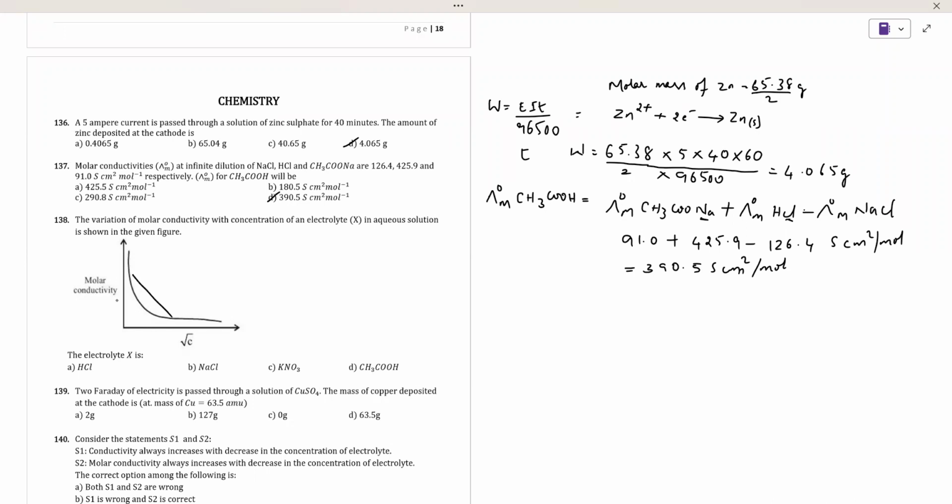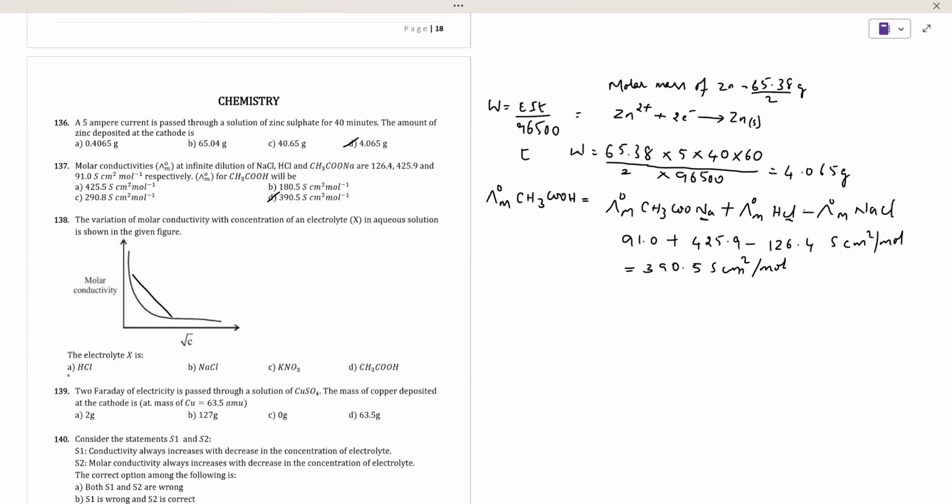So now we are not able to get this line, but rather we have got this curved line like this, and hence it is understood that this graph can be obtained only for the weak electrolyte, isn't it? Now just check the options.